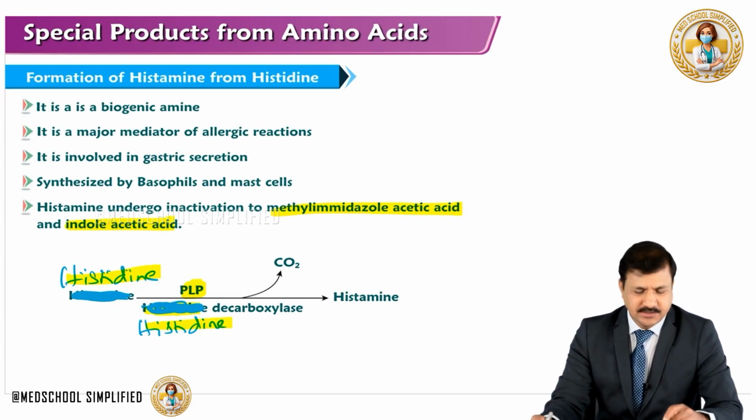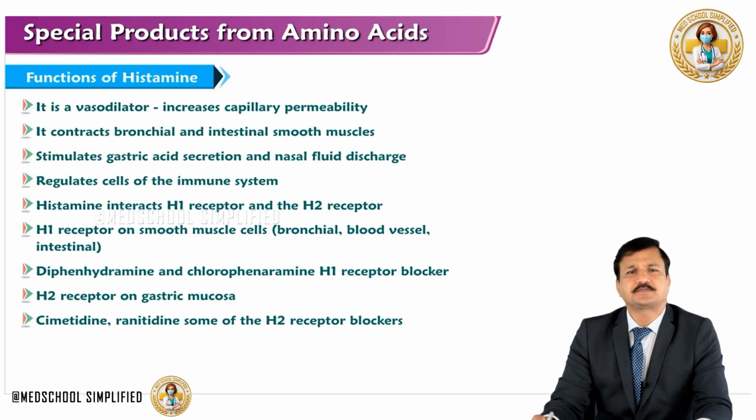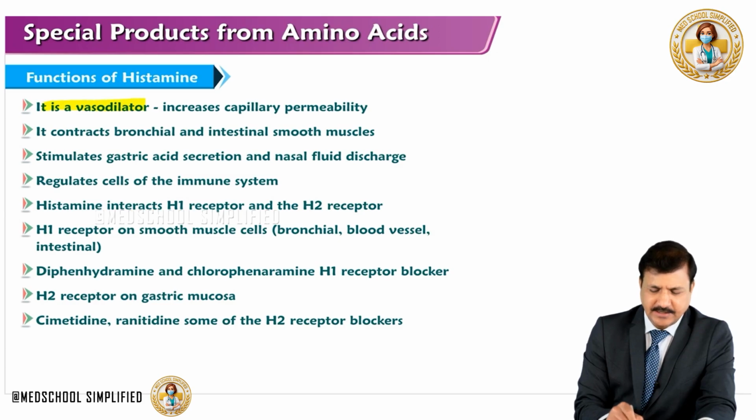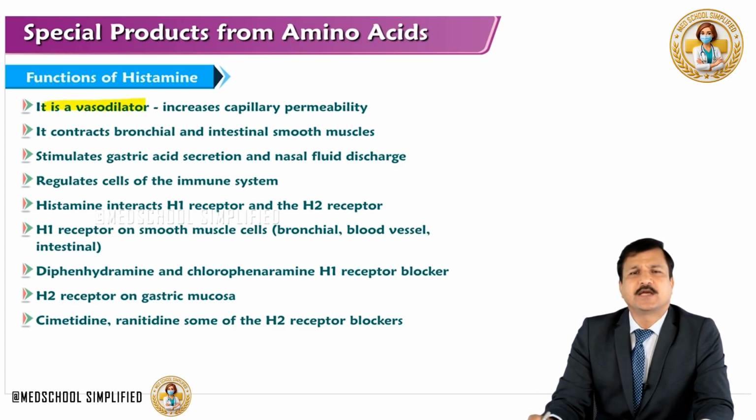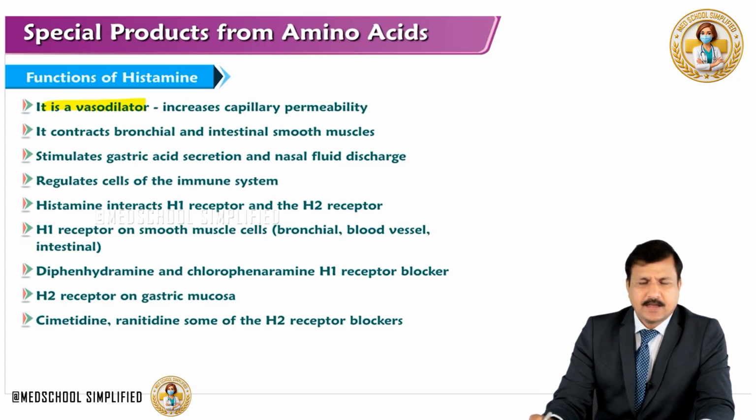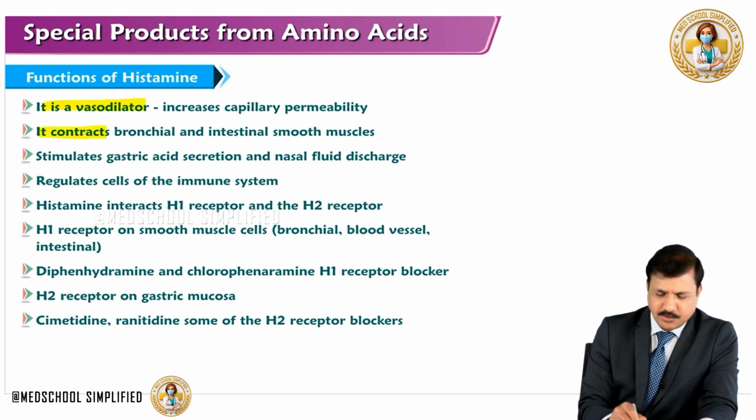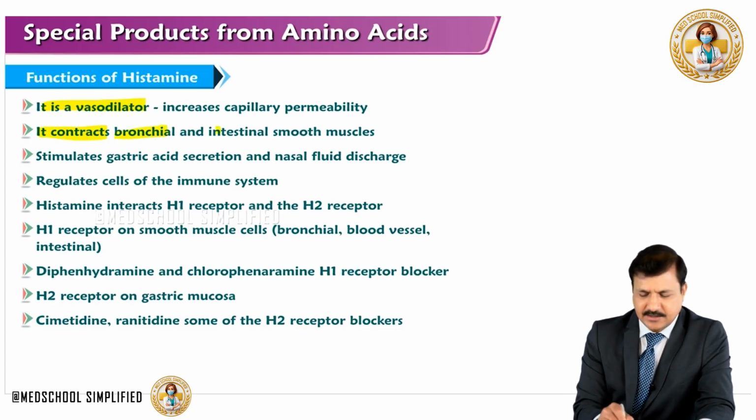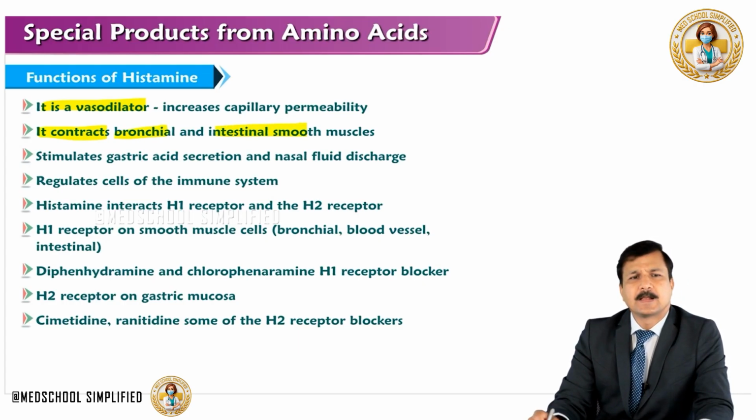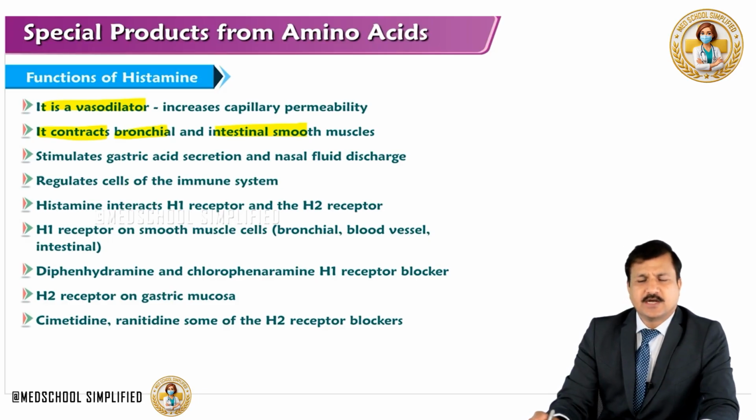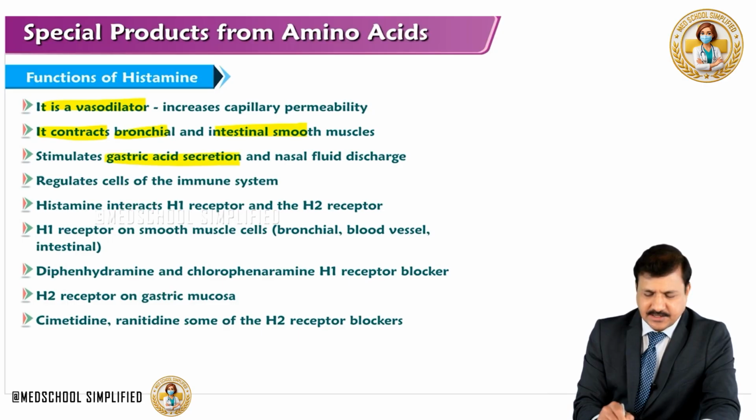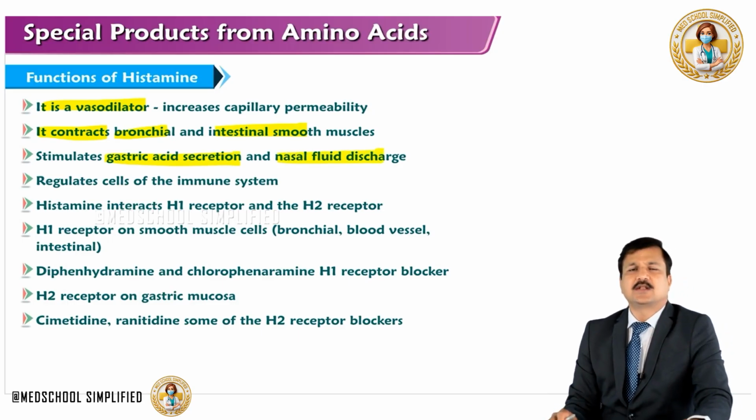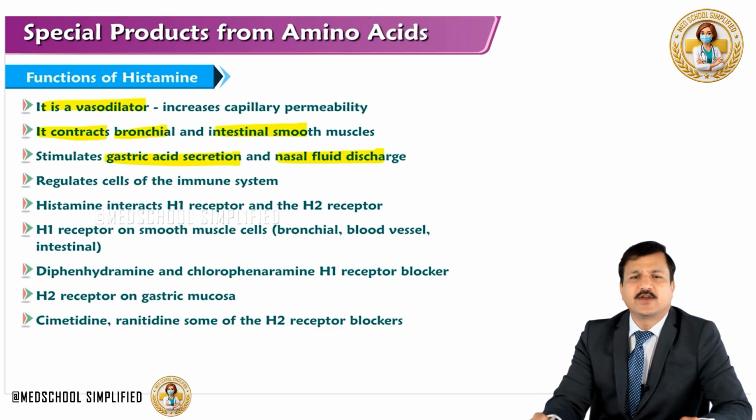Now let's move on to see the functions of histamine. One of the major functions of histamine is it acts as a vasodilator and it is going to increase the capillary permeability. Histamine also acts as a smooth muscle contractor. It contracts the smooth muscle, especially in the bronchial and intestinal smooth muscle. And over gastric mucosa, it is going to increase gastric acid secretion and also in the nasal lining, it's going to increase nasal fluid discharge.